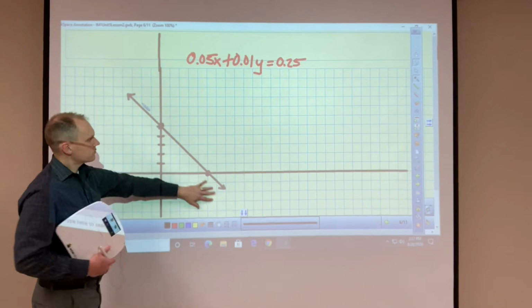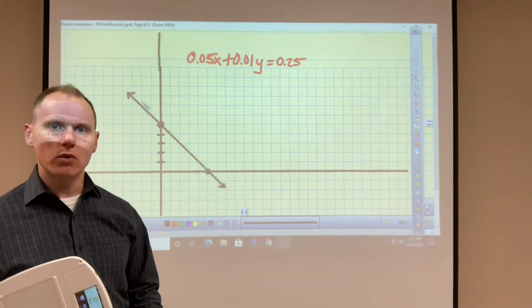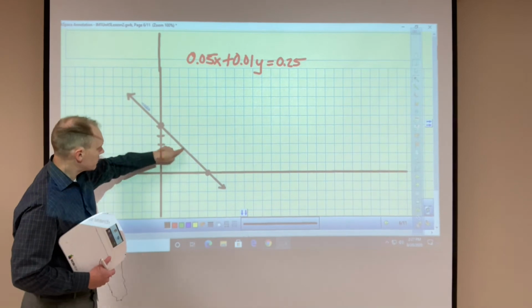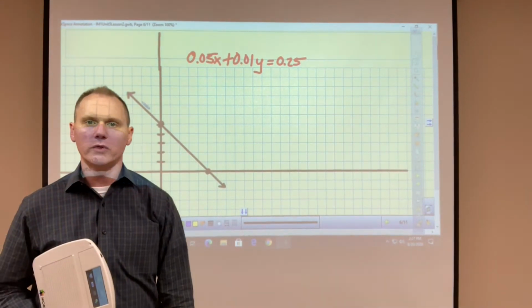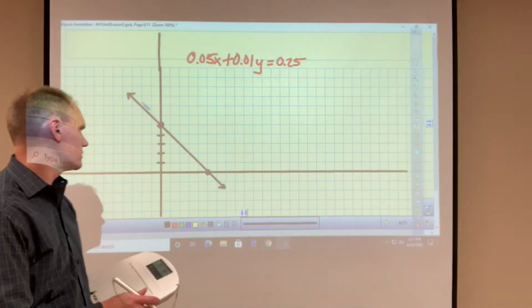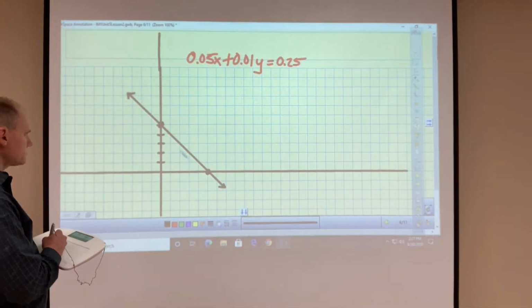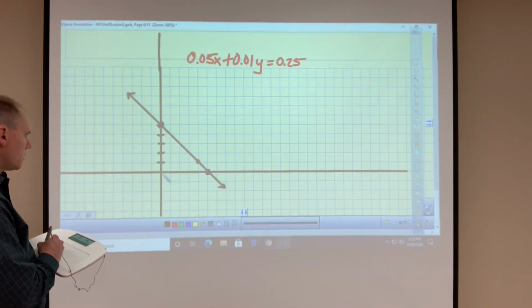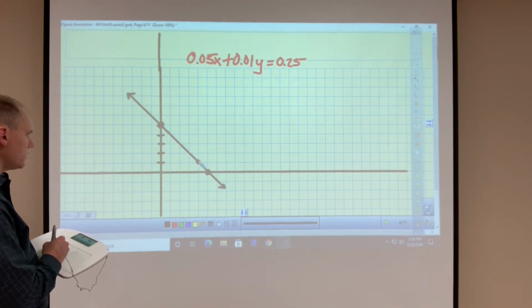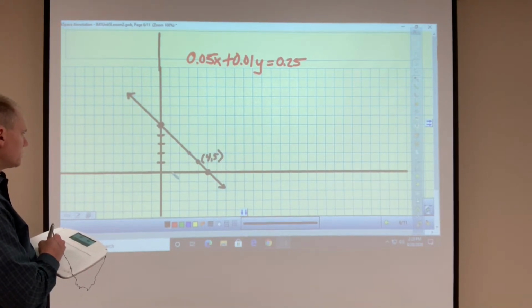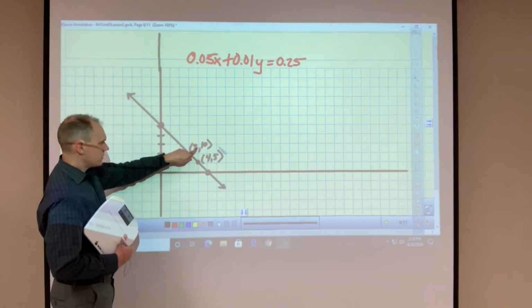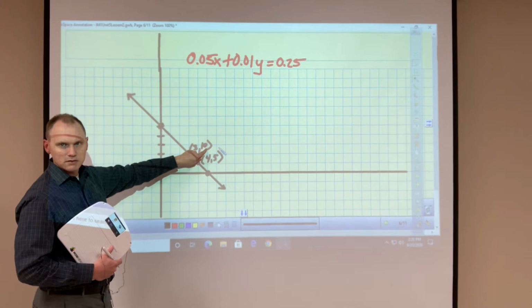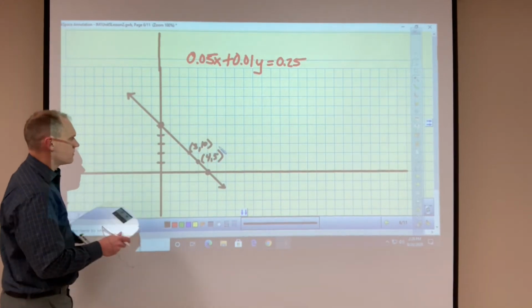And so this is the relationship between the number of nickels and the number of pennies, with each point on here representing the set of pennies and nickels that adds up to 25 cents. So this point right here is 4, 5. This one here is 3, 10. So let's see if that works out. It'll be 3 nickels and 10 pennies. Does that add up to 25 cents? It does, doesn't it?